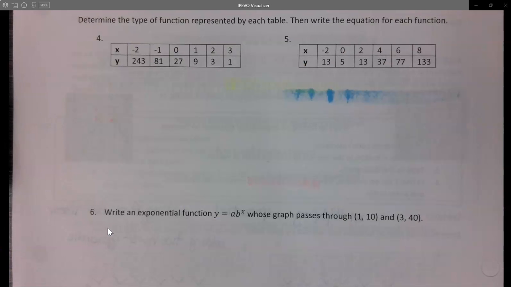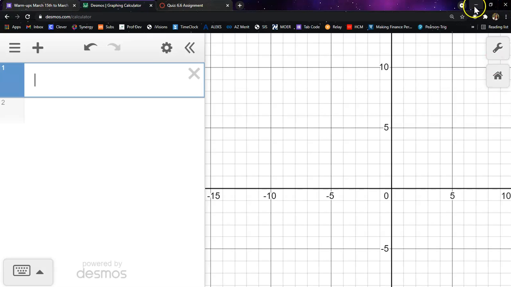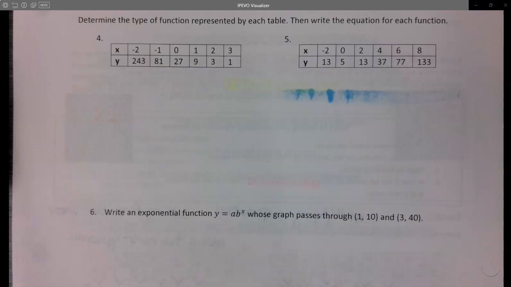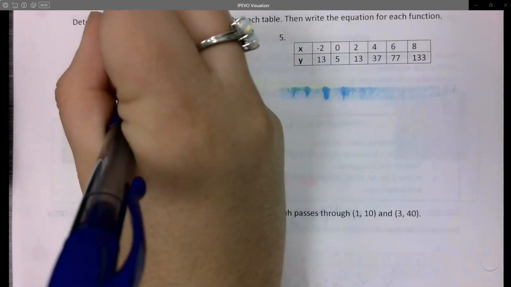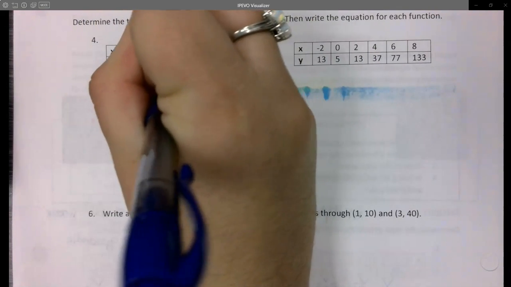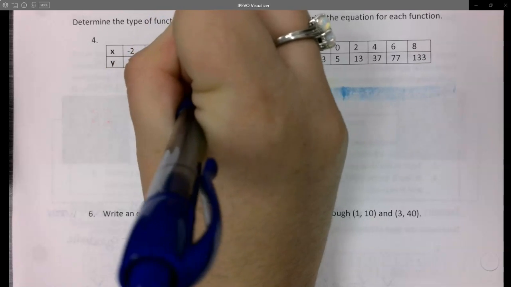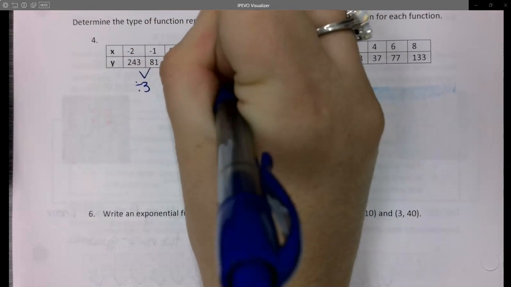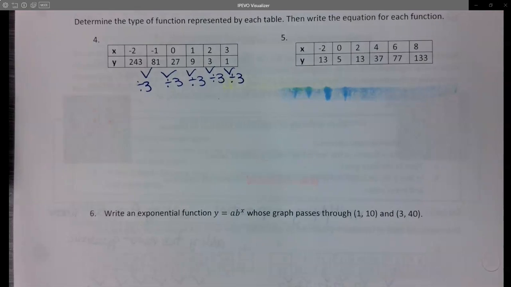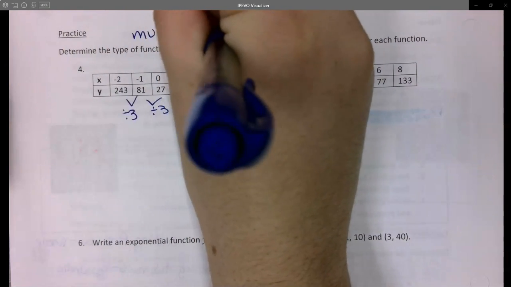Okay, so on number 4, I want to go ahead and do the same thing. I want to go ahead and go to Desmos and type in my, no, just kidding. I need to know what the pattern is if it's multiplying or adding to type in. This one is actually a dividing pattern by 3. So I forgot to say this earlier. If it's multiplying or dividing, it is exponential.